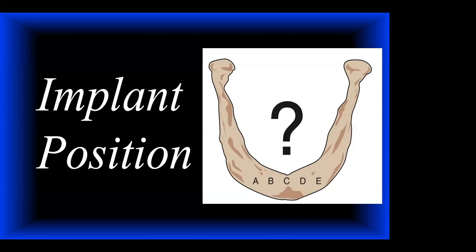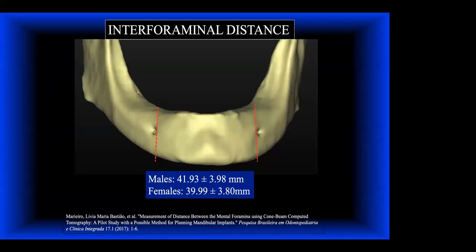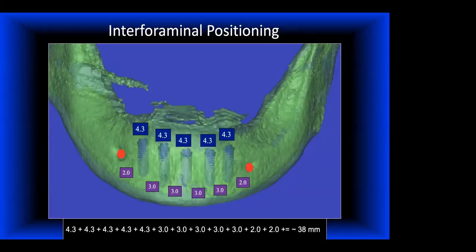Let's talk about implant position. Dr. Carl Misch in the 1980s also came up with the mandibular positions, A, B, C, D, or E, interforaminal distance. So if you look at the interforaminal distance between the mesial aspects of the mental foramen, males, it's about 42 millimeters, females, about 40 millimeters. So no matter what, even if there's usually an anterior loop, you can get 5 implants in that area with 3 implants between each implant and 2 implants in front of the foramen. So this is an ideal area.